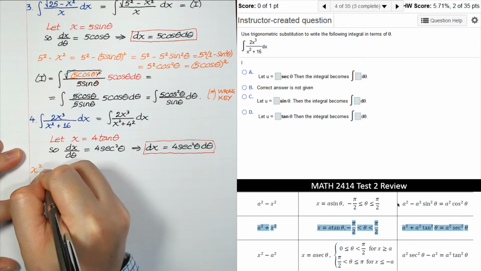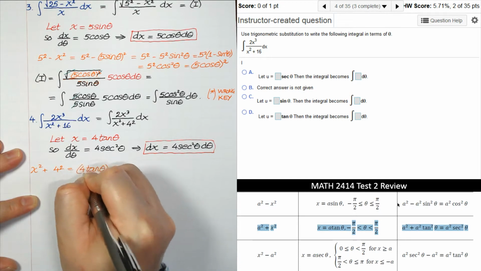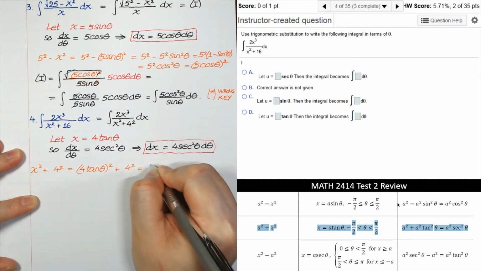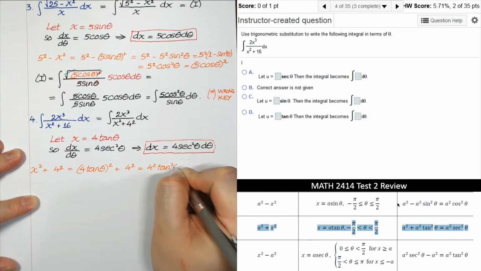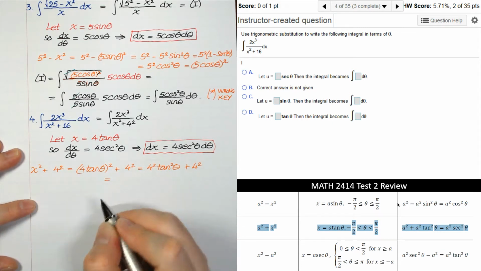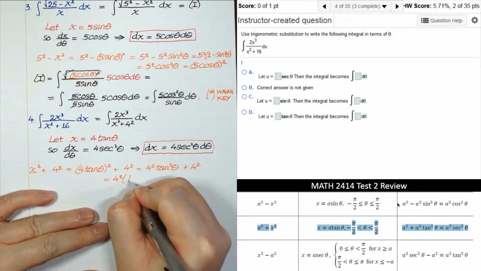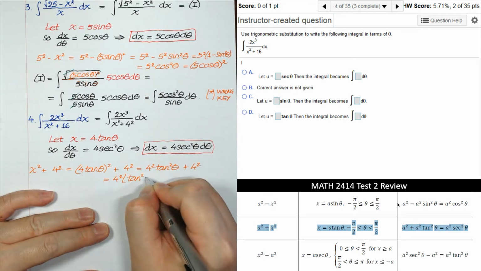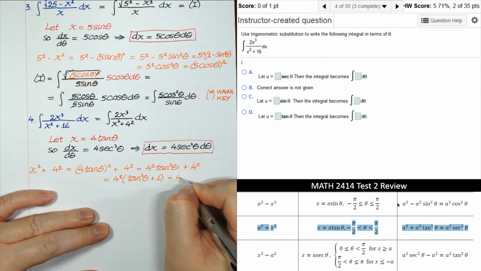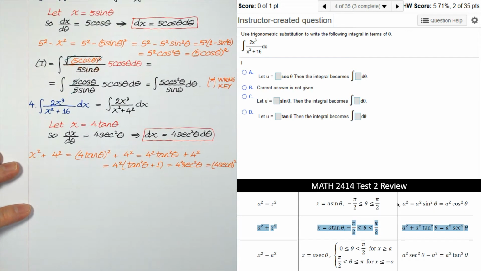x squared plus 4 squared becomes 4 tangent squared plus 4 squared. We have that, plus 4 squared, equal to 4 squared, factor out, tangent squared plus 1, which is secant squared, so the square root is 4 secant. Put everything back into the integral.